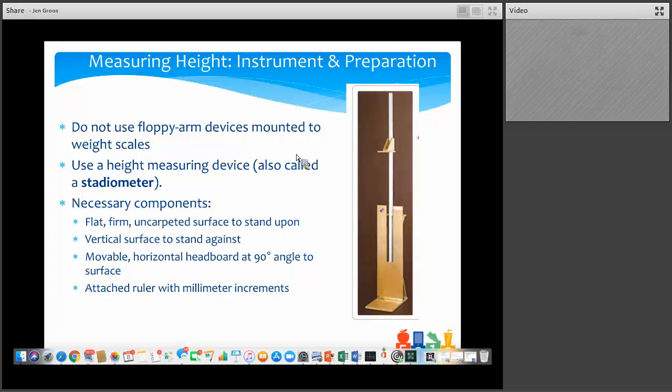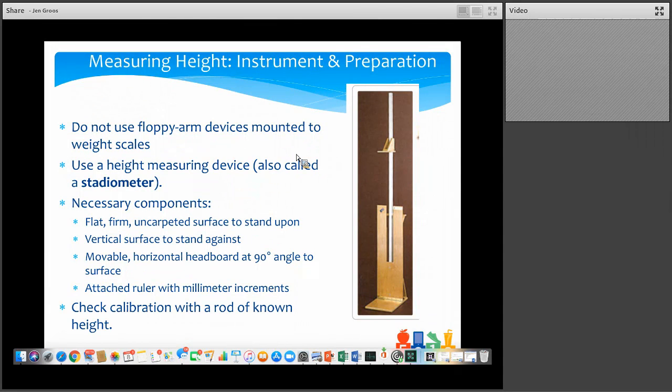And so the necessary components are a flat, firm, uncarpeted surface to stand upon. If you do have carpet and you have a firm surface attached to your stadiometer, then that takes care of the issue. Some stadiometers don't have this bottom wood piece as appears in the picture, and in those situations, it's important that you make sure that there is an uncarpeted surface, so there's not that variability with the compression of the material in the carpet. There's a vertical surface to stand against, so it needs to be mounted to a wall that a patient can stand with their back straight against. And then there needs to be the movable horizontal headboard at a 90-degree angle to the surface. And then the measuring device attached to the wall, it's best if it measures in millimeter increments so that we can really narrow in on the actual height.